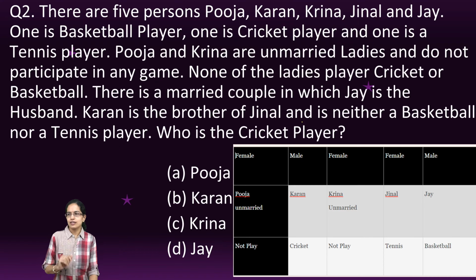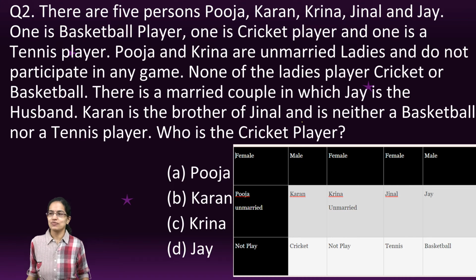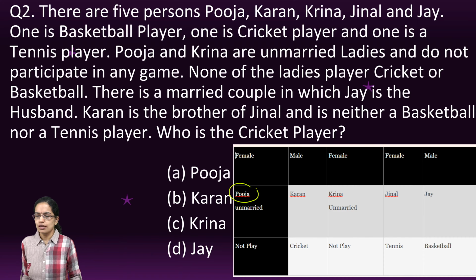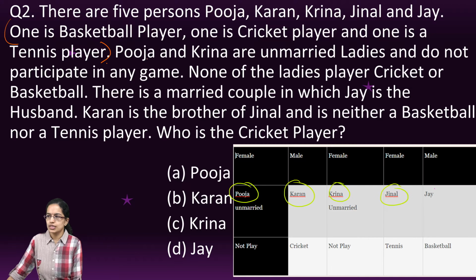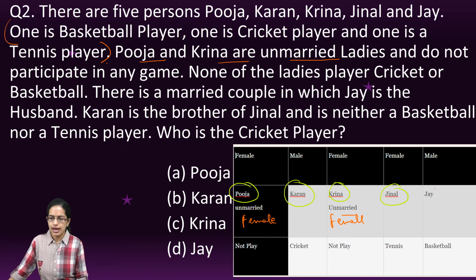Now this is again a very interesting question. Understand this question very carefully. You have 5 people: Pooja, Karan, Krina, Jinal and Jay. So these are the 5 people that are there. Now just leave this sentence for a while and move on to the next sentence. Pooja and Krina are unmarried ladies. So Pooja and Krina are first of all female. Both of them are female and they are unmarried. So that is one piece of information I have, and they do not participate in any games. So Krina and Pooja do not play, that is for sure.